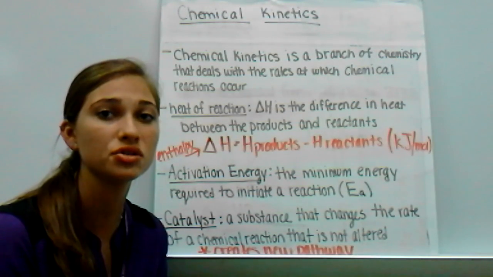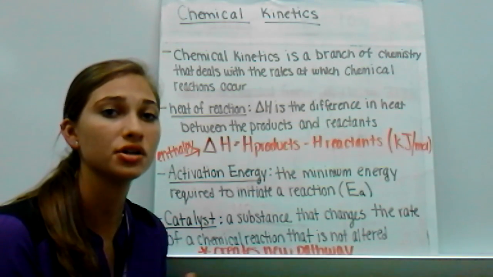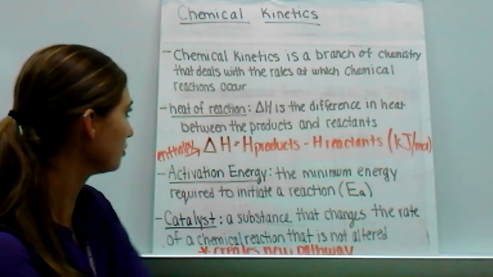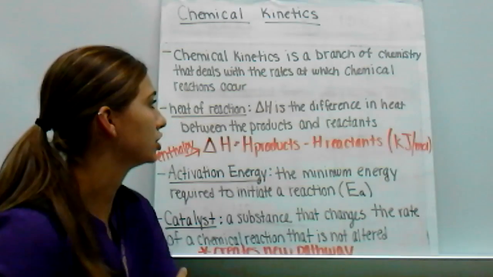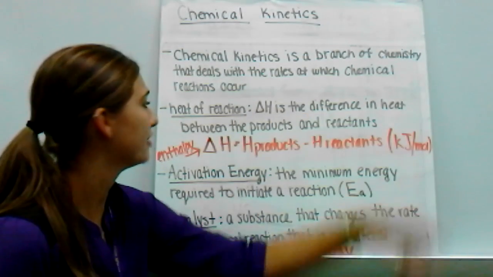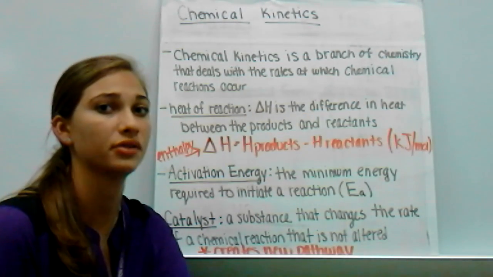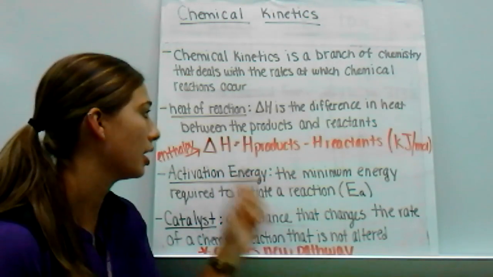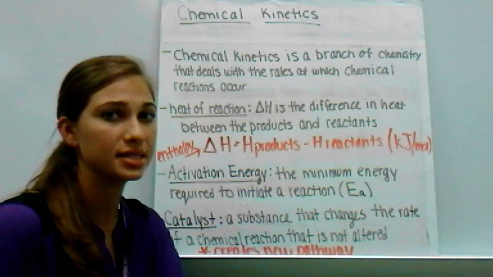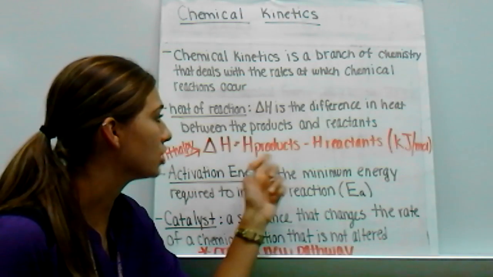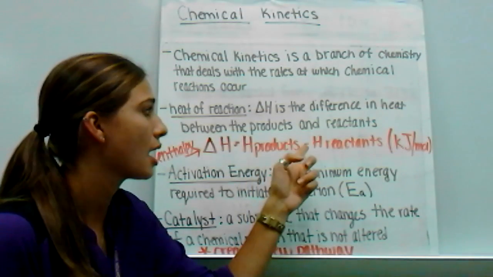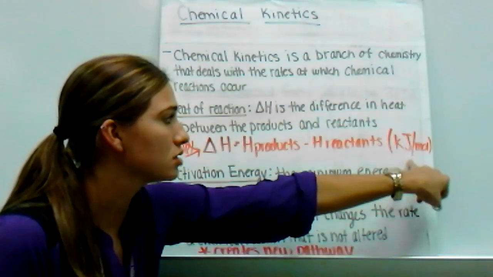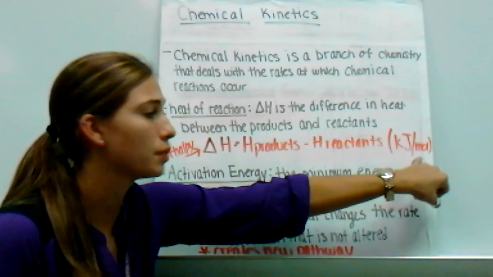And we know that thermochemistry deals with the energy that is released or absorbed in a reaction. The heat of reaction, which is delta H, is the difference in heat between the products and the reactants. Delta H also stands for enthalpy. We calculate delta H as the H of the products, the heat of the products, minus the heat of the reactants. The unit we use for this is kilojoules per mole.